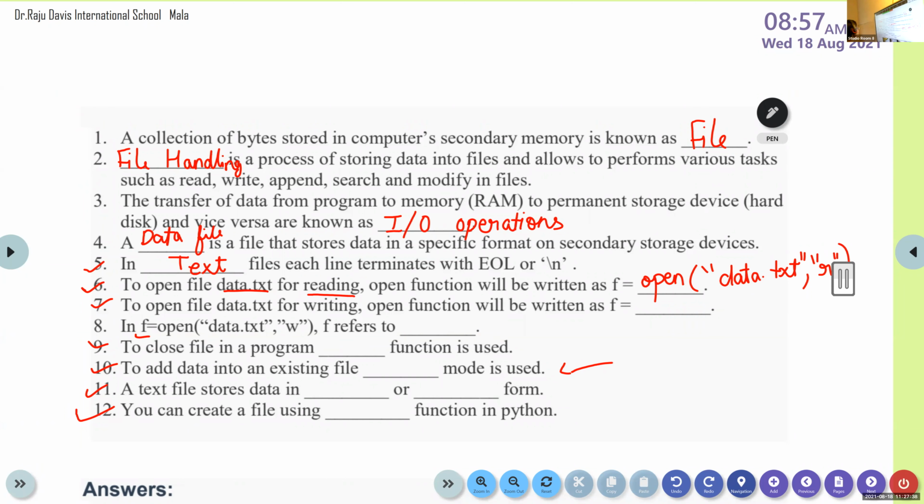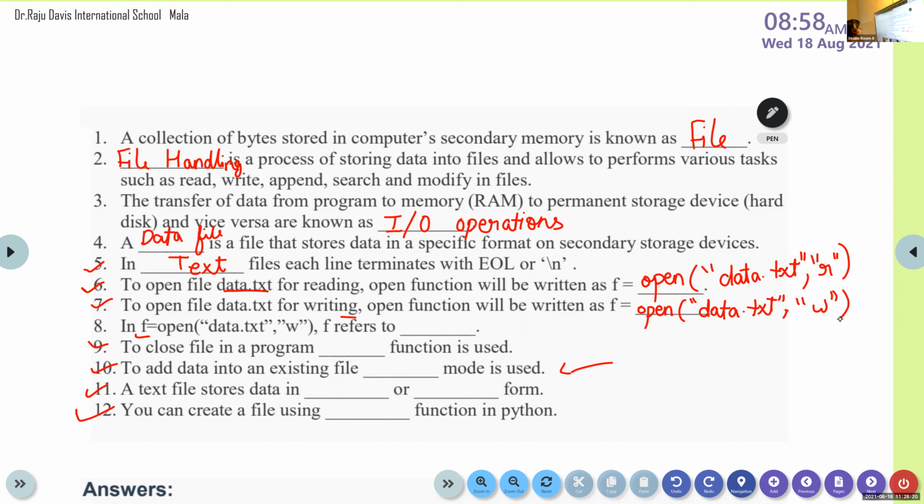Now, I would like Aditya, can you just tell me the answer for the seventh question? Try. To open. Data.txt. Like this. No, ma'am, within brackets. Okay, double quotes. Then? Double quotes. After that? Comma. W. Okay, for writing, it is W, isn't it? Excellent.